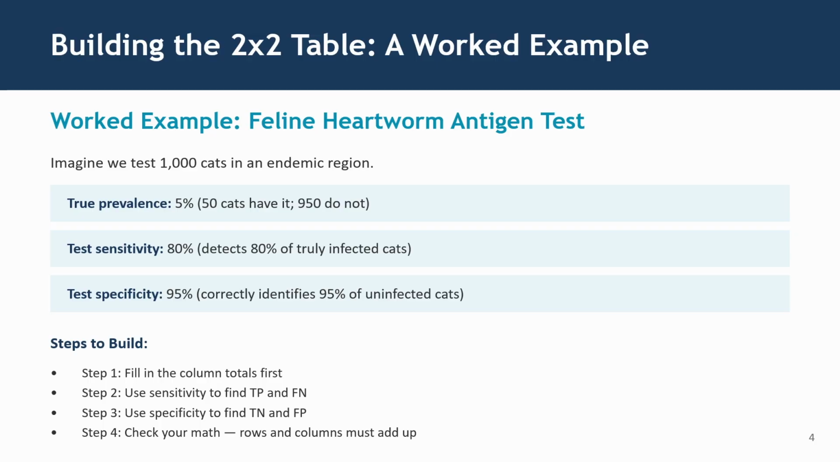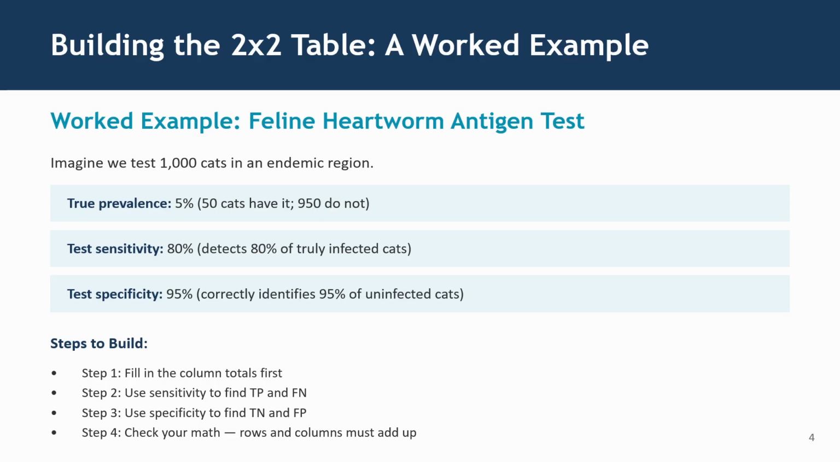Step 1. Fill in the column totals. Disease present equals 50. Disease absent equals 950. Step 2. Use sensitivity. Sensitivity is 80%, and there are 50 truly infected cats. So the test correctly identifies 80% of 50 equals 40 cats. Those are our true positives. The remaining 10 infected cats test negative. Those are our false negatives.